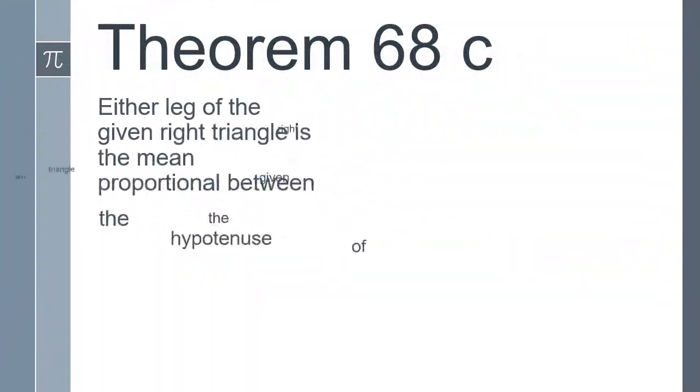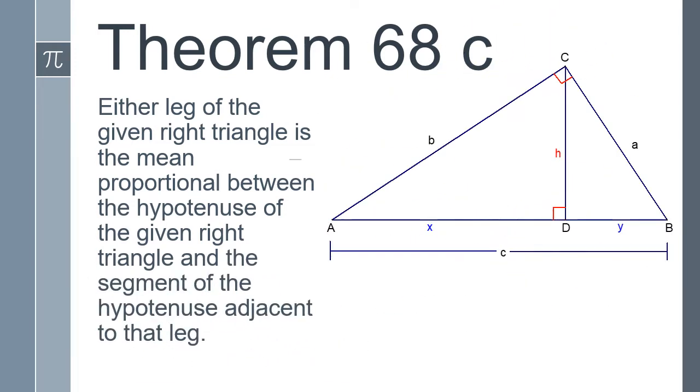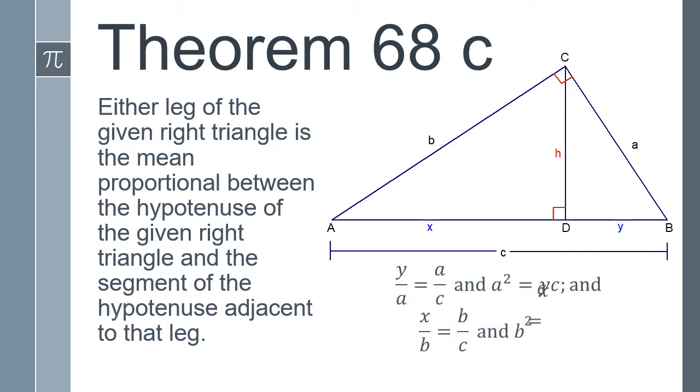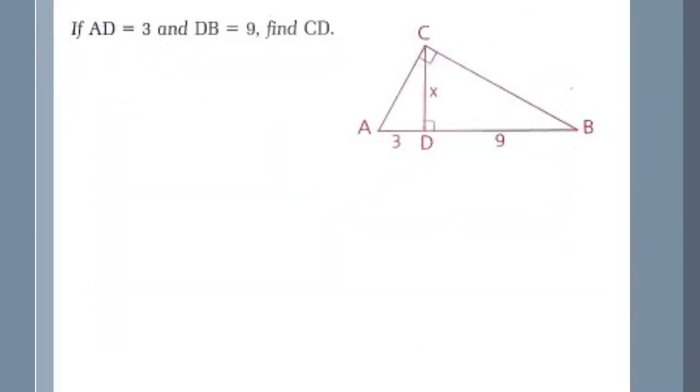Theorem 68c: either leg of the given right triangle is the mean proportional between the hypotenuse of the given right triangle and the segment of the hypotenuse adjacent to that leg. And just like we showed you before, y over a equals a over c, and a squared equals yc, and x over b equals b over c, and b squared equals xc. All right, so let's do some math.